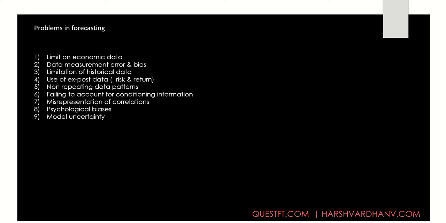Fifth is non-repeating data patterns. In the book, it's written in a very complex way, but it simply means that because of your data, you're trying to find a pattern which is actually not a pattern, and it might just be because of some spurious correlation. Because of that you're expecting that the pattern will repeat in future, but that pattern was only because of some coincidence, and that's not going to repeat. If you project that it's going to repeat in future, then this will be a big problem in your forecasting, right?